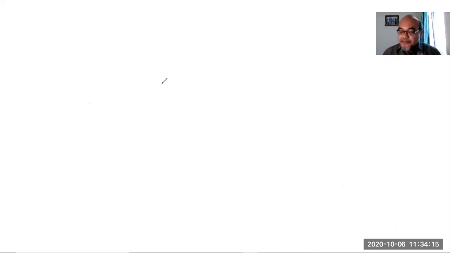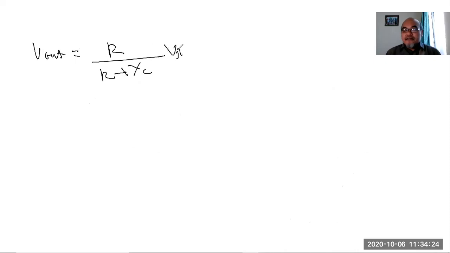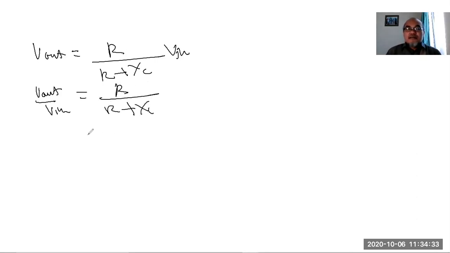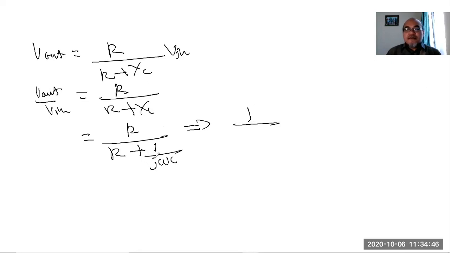So again, the output equals R divided by R plus XC, multiplied by V in, or V out divided by V in equals R divided by R plus XC, so equals R divided by R plus 1 over j omega C. So this is also equal to 1 over... if we multiply this part with j and j divided by j, we will obtain R minus j divided by omega C.